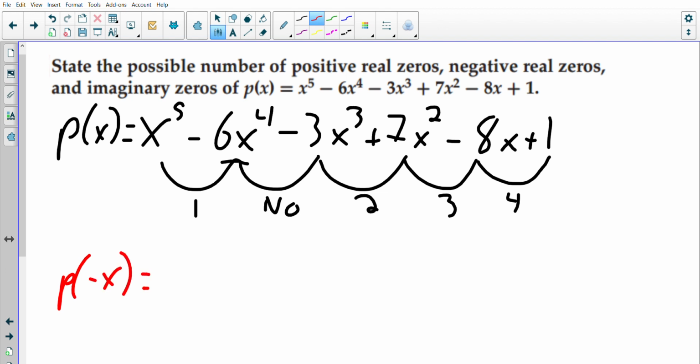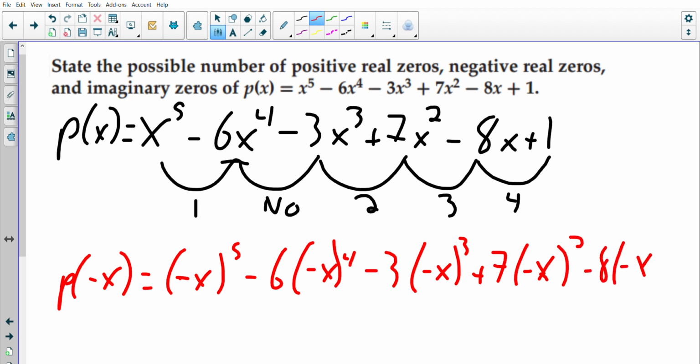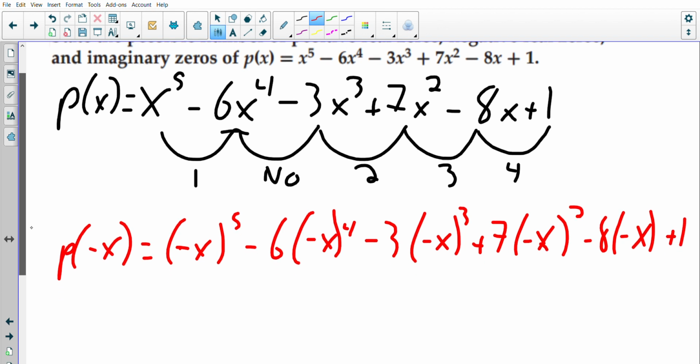So anywhere there's an x, I'm going to put negative x. So negative x to the 5th minus 6 times negative x to the 4th minus 3 times negative x to the 3rd plus 7 times negative x squared minus 8 times negative x plus 1. So now after we simplify, we got to look at how it changes.